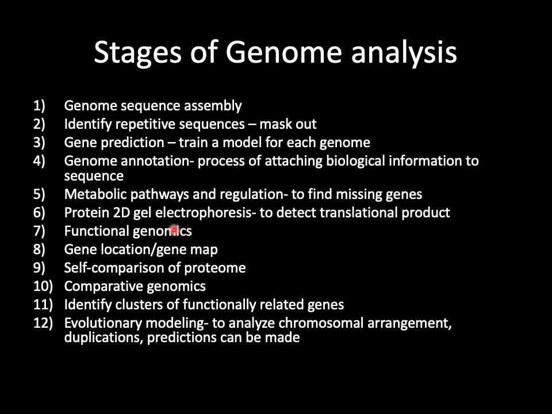We can also do protein 2D electrophoresis, and with this we can detect the translational products and detect differences between samples. We can also do functional genomics, gene location, gene mapping, self-comparison of the proteome, and comparative genomics, as well as identify clusters of functionally related genes. Also, we can do evolutionary modelling to analyse chromosomal arrangement and duplications, and predictions can be made.